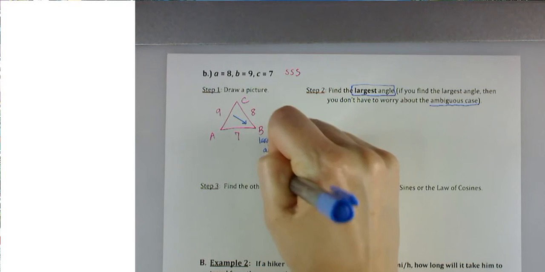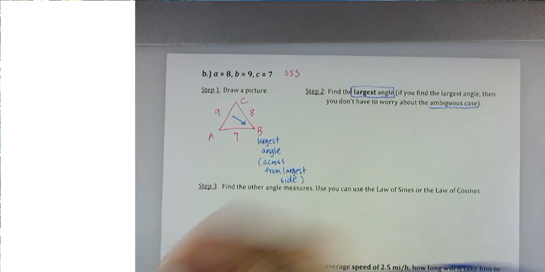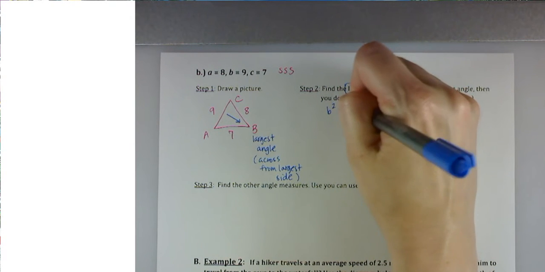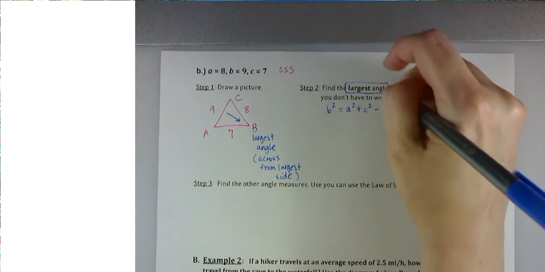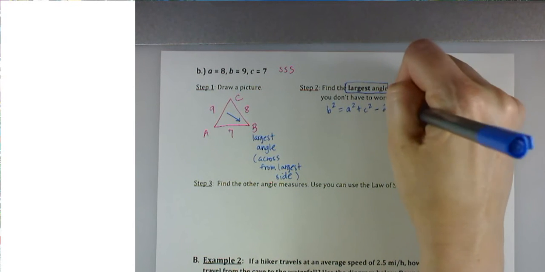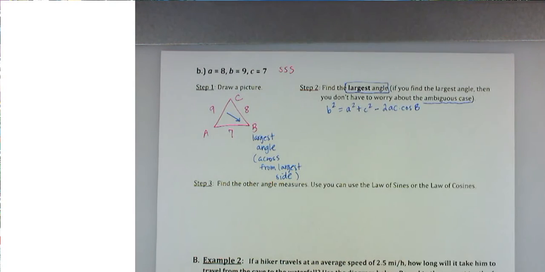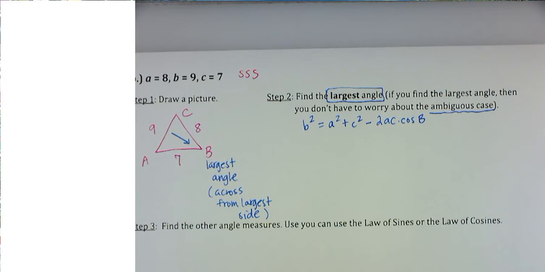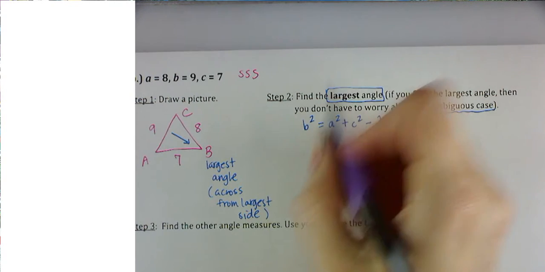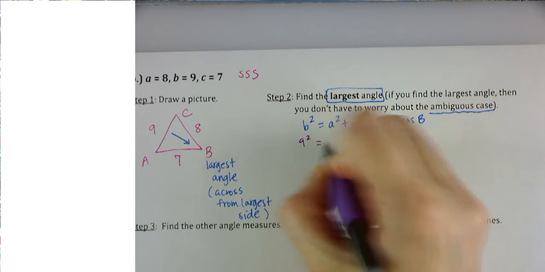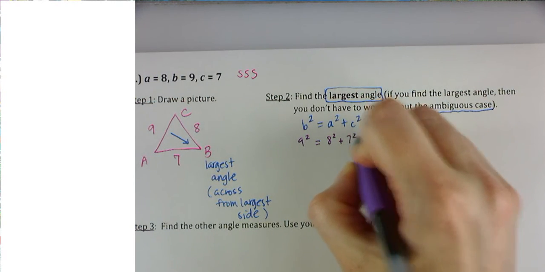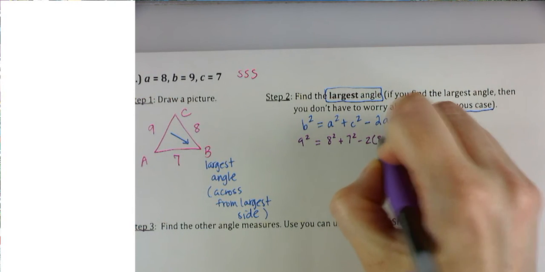Okay, so if we want to find angle B, that means we're going to have to use the formula where b squared equals a squared plus c squared minus 2ac times the cosine of b. All right, so we're going to plug in what we know here. Now, when you are solving, I want to remind you that the order of operations is going to be very important. So we have 9 squared equals 8 squared plus 7 squared minus 2 times 8 times 7 times the cosine of b.